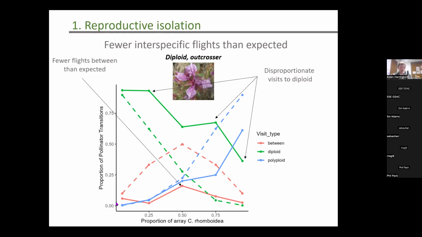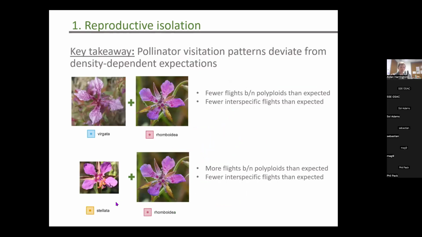And again, this same pattern emerges here, where there are a lot fewer flights between the two species than expected. So it's pretty clear that there's not random movement among these inflorescences by the pollinators. So what are the key takeaways here?